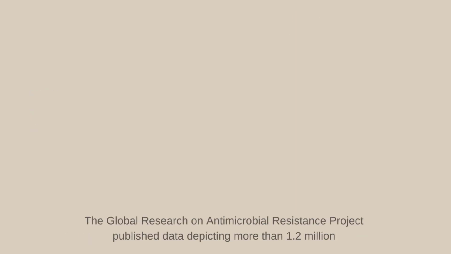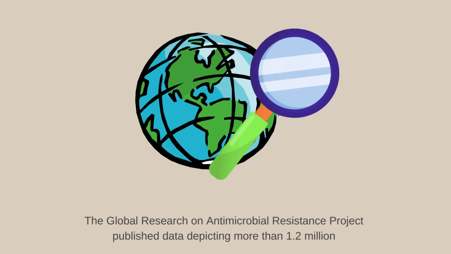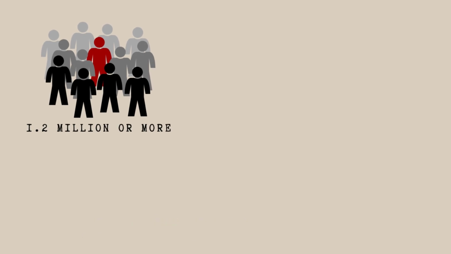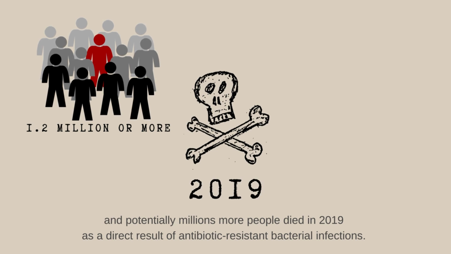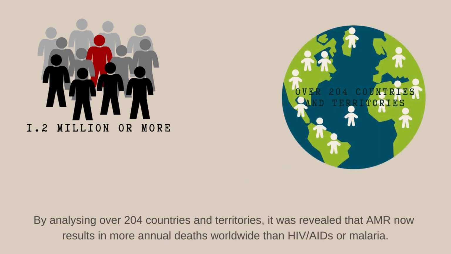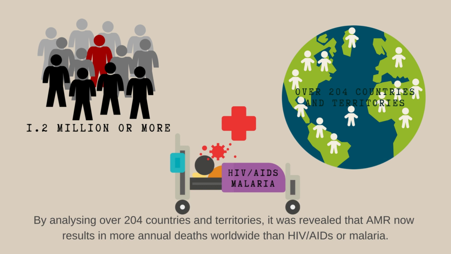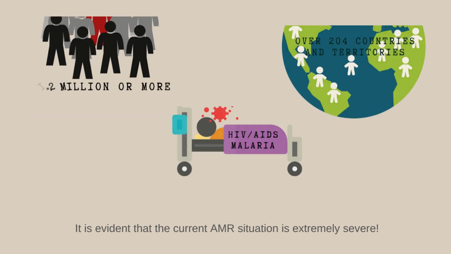The Global Research on Antimicrobial Resistance project published data depicting more than 1.2 million, and potentially millions more, people died in 2019 as a direct result of antibiotic-resistant bacterial infections. By analyzing over 204 countries and territories, it was revealed that AMR now results in more annual deaths worldwide than HIV, AIDS, or malaria. It is evident that the current AMR situation is extremely severe.